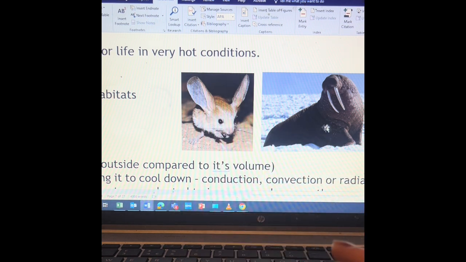When we think about volume, the volume of this is huge. I don't know how much they weigh, but it's going to be a lot. I'm hoping bigger than me, maybe a couple of me, right? Over here, this guy is tiny.